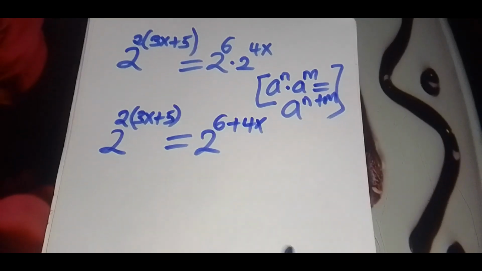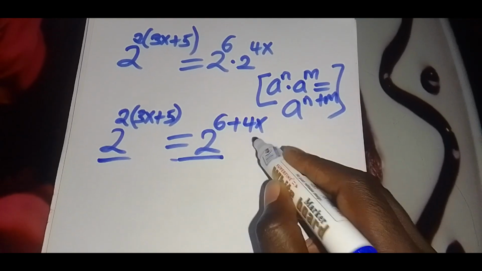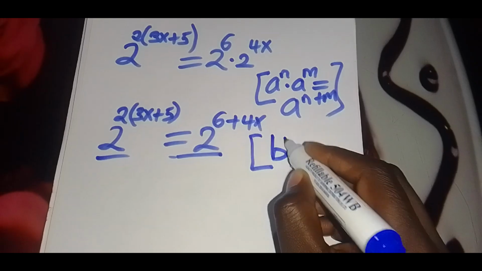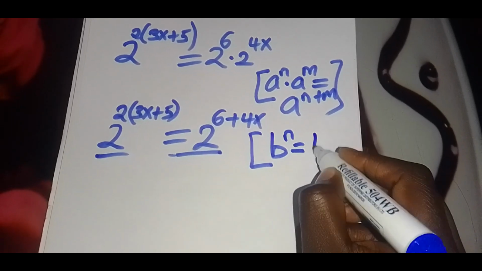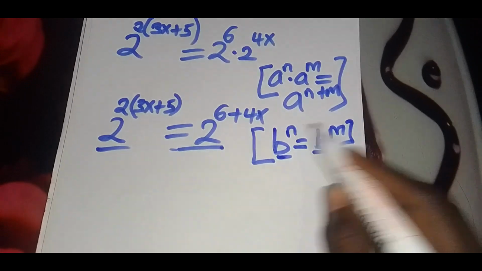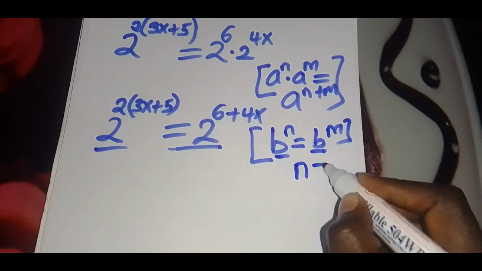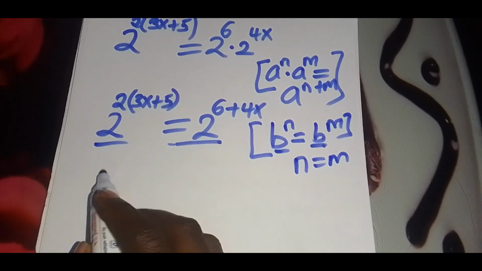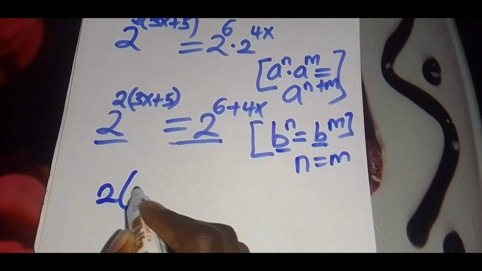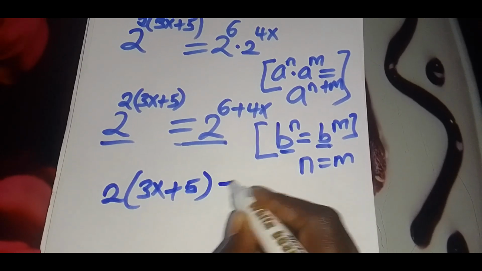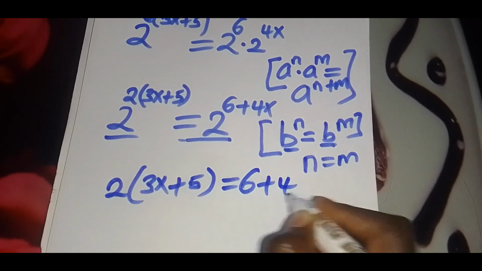Okay, so since the bases are common, we're going to apply this identity that if you have b raised to power n equal to b raised to power m, and the bases are common, then we just consider the powers, so that n is equal to m. So applying this identity, we're going to have 2 multiplying by 3x plus 5 equal to 6 plus 4x.